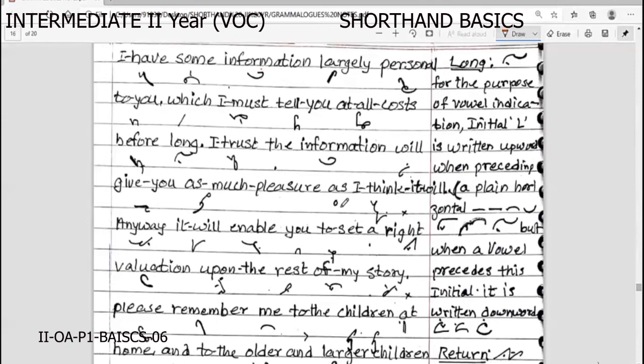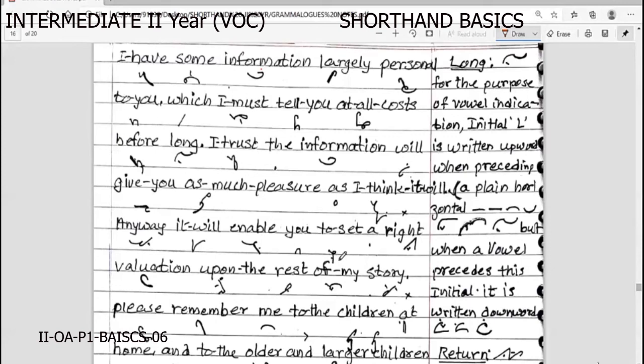Then "as", circle above the line. "I think it will": so this is your I diphthong, this is your "think", then this is your "it", and this is your L for the "will" sound. Okay, "I think it will". "Anyway": any is N above the line, and join "way" to that, it becomes "anyway". "It will": so join that T and L. Okay, "will". "Enable": N-N-B-L.